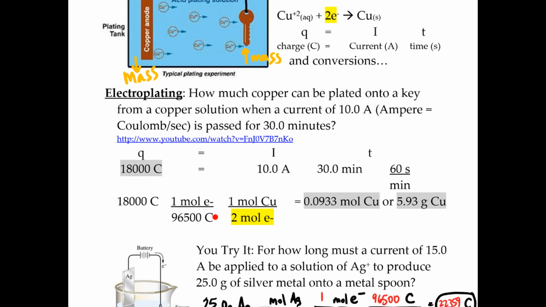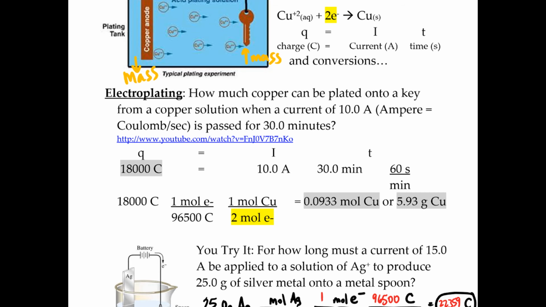Now this is key. This is where you're going to be careful. 2 moles of electrons for every mole of copper, because copper is 2+. That makes a difference. If this were gold 3+ or silver 1+, then these numbers would be different. Okay, so that's the moles of copper. You could change it into grams, and that tells you how much extra copper metal will be on this key, and the mass will go up by this.